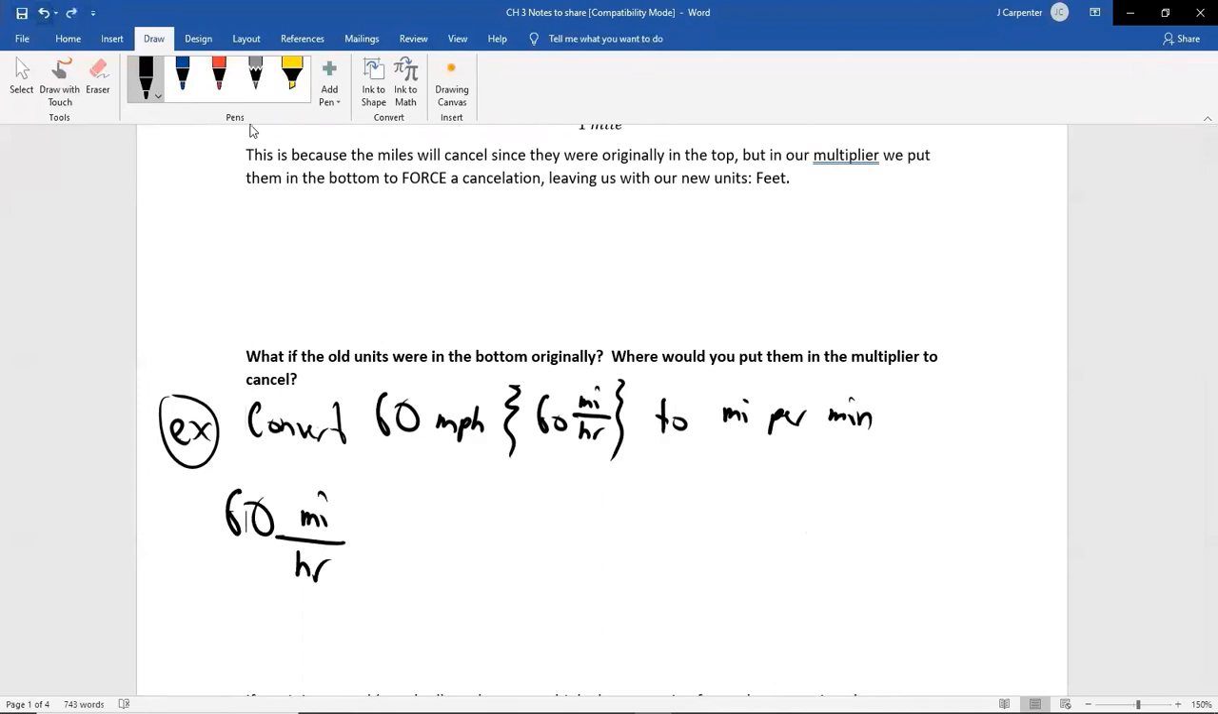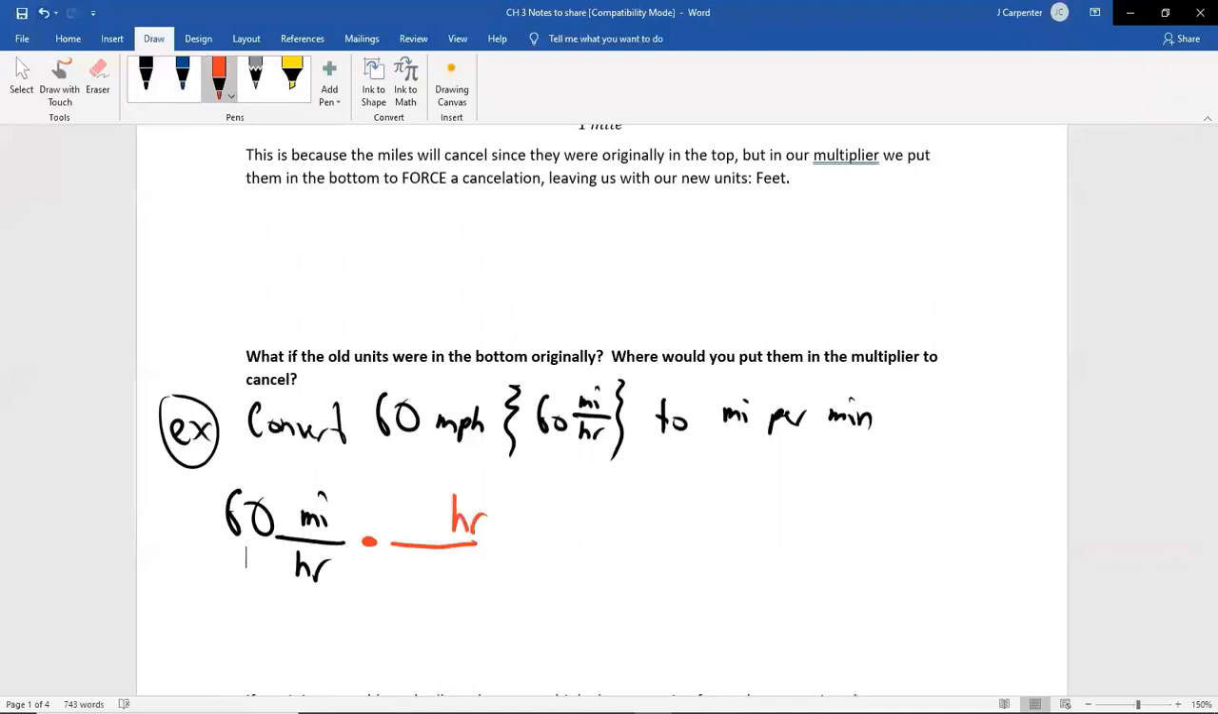And we want the hours to convert to minutes. So the hours are the old unit that we've got to get rid of. The minutes are the new unit that we want to be in. So we multiply by a fraction in such a way that the hours will go away and we'll be left with minutes wherever the hours were before originally. These hours are in the bottom originally, and the whole idea is that you want to put the units that you want to go away in the opposite position. So since these hours are in the bottom, in this multiplier, they have to go in the top.